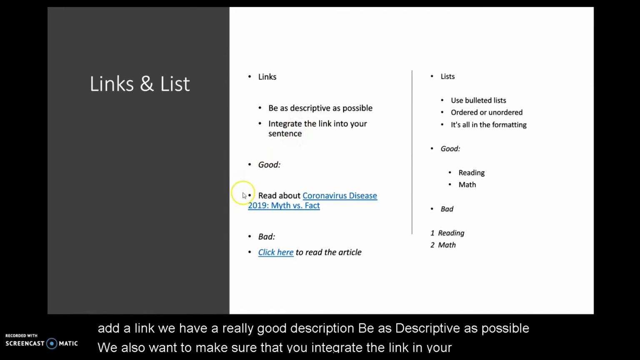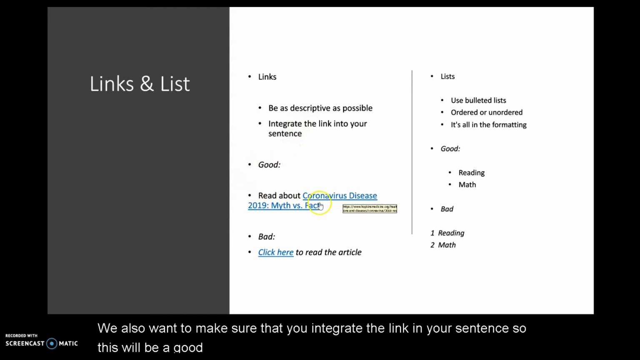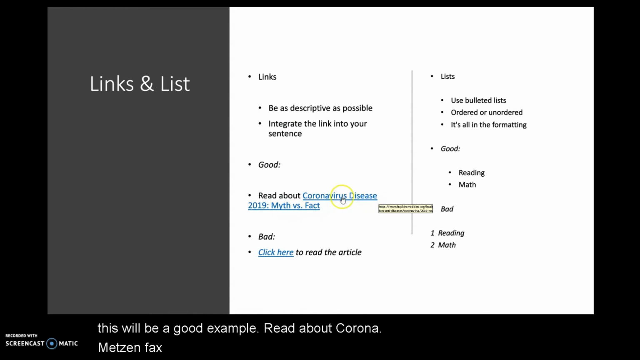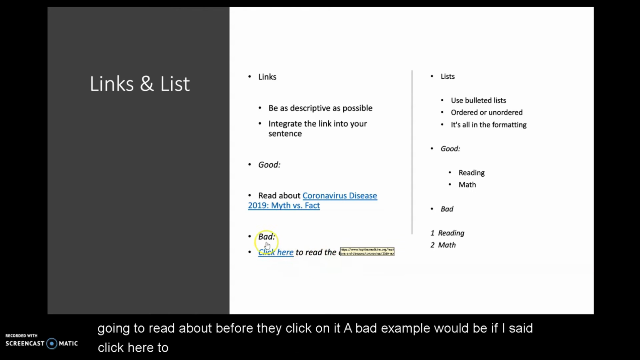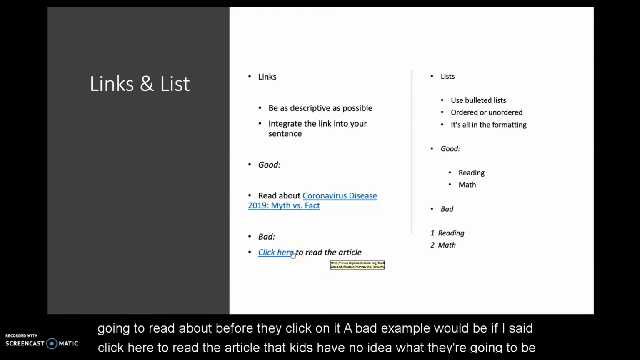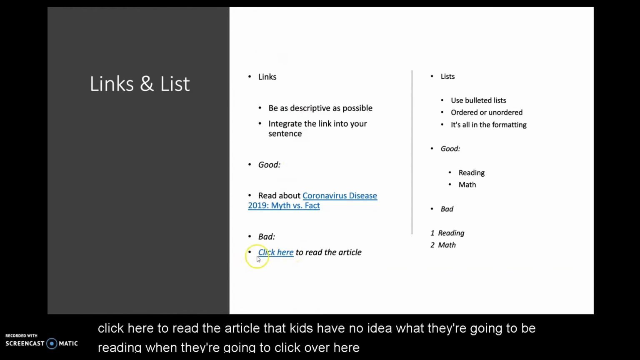So this will be a good example. Read about coronavirus disease 2019 myths and facts. So when the kids are looking at this, they know exactly what they're going to read about before they click on it. A bad example would be if I said, click here to read the article. The kids have no idea what they're going to be reading when they're gonna click over here, okay? So that will be the ones for links.